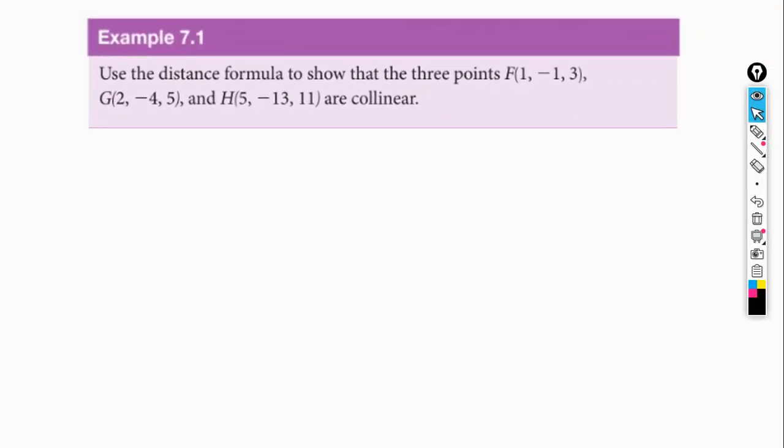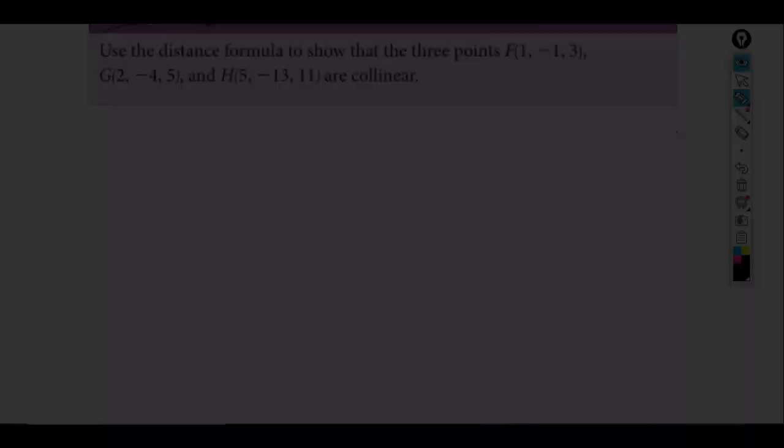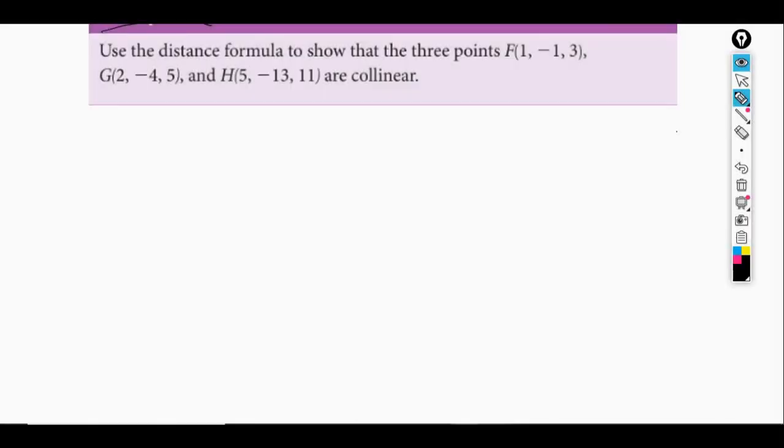We begin with example 7.1, where they ask us to use the distance formula to show that 3 points F, G, and H are collinear points. So what are 3 points that are collinear? Collinear means that they have to be on the same line. So if I have point F, and this is point G, and this is point H, if they are collinear, it means that they lie on the same straight line.